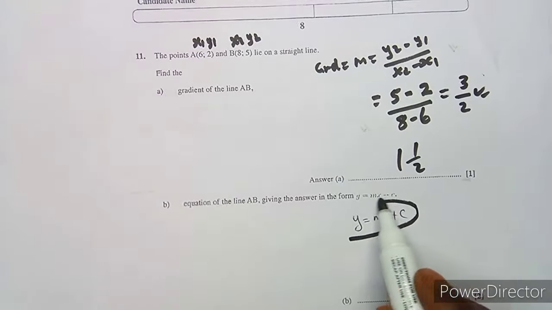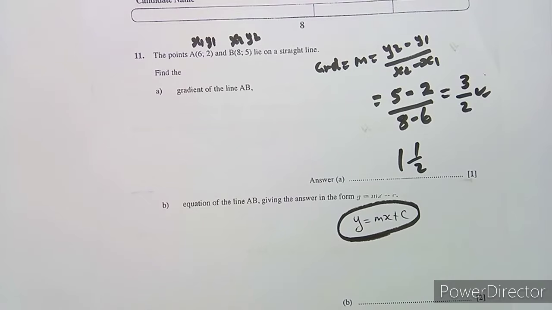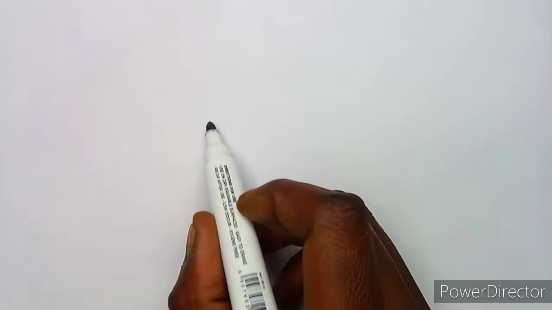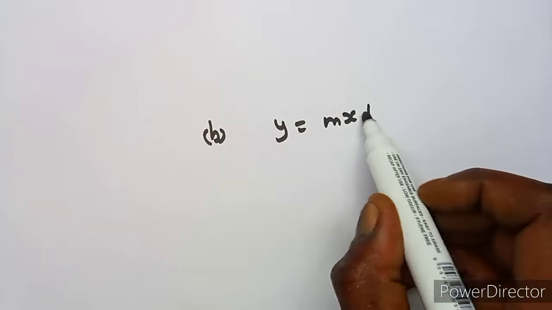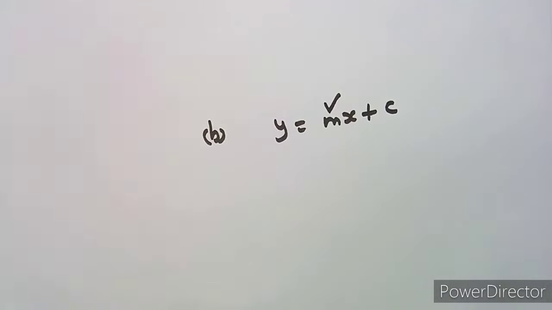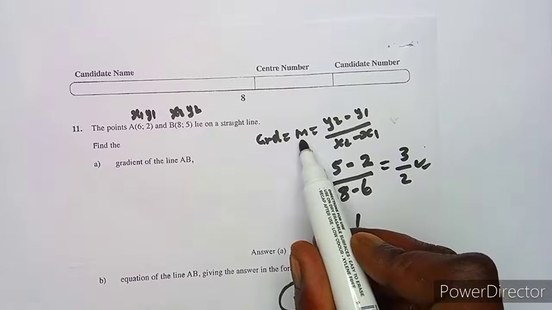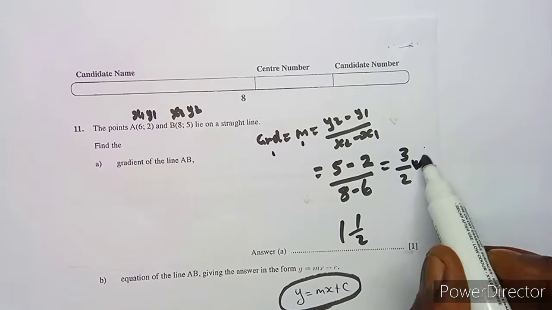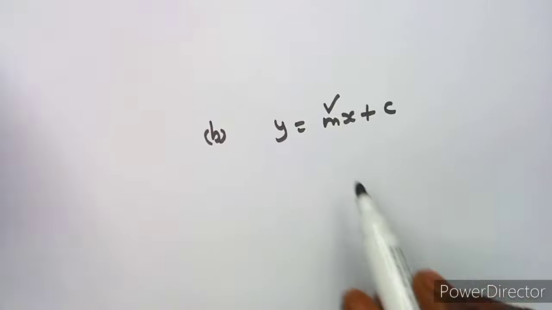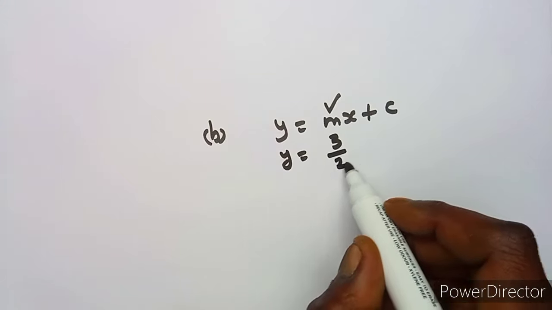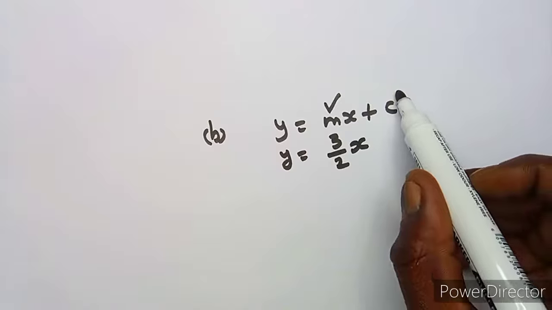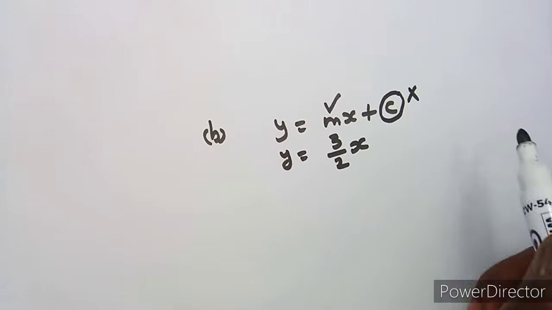in the form. So this is the format that we are given to write our answer, in the form of y is equal to mx plus c. All right, so remember, guys, I told you on a straight line that if you are given y is equal to mx plus c, m represents the gradient, and we calculated this m, which is the gradient, and we said is 3 over 2. So we are going to substitute in place of m, that's y is equal to 3 over 2x. So what you need now is to find the value of c.